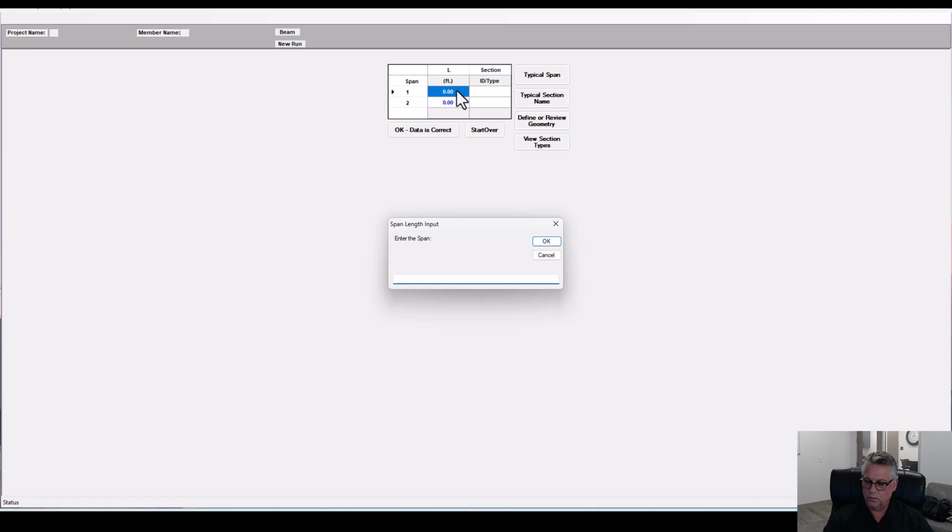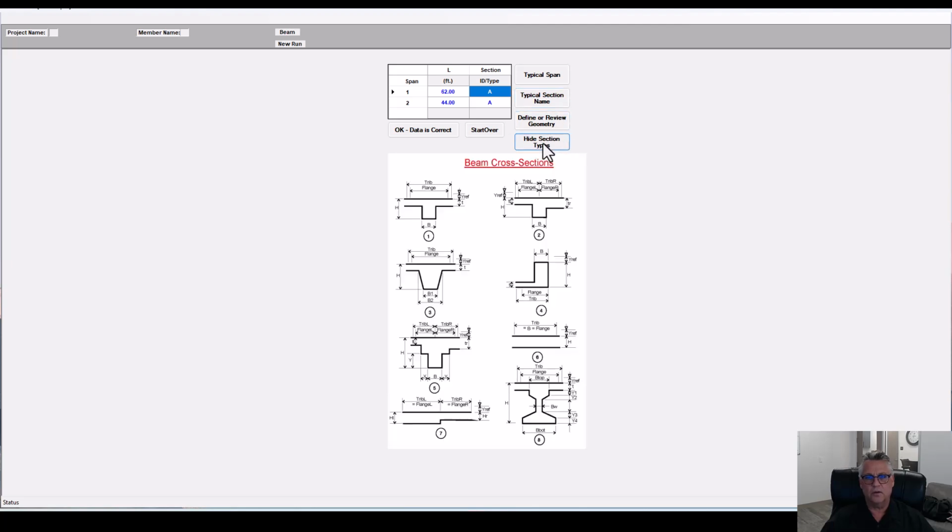Our first span was 62 feet. Our second span was 44 feet. We're going to have to call this section something. We'll call it A. That's always an easy one. We have a variety of beam cross-section types to choose from. We are going to choose one. That's the one we used.